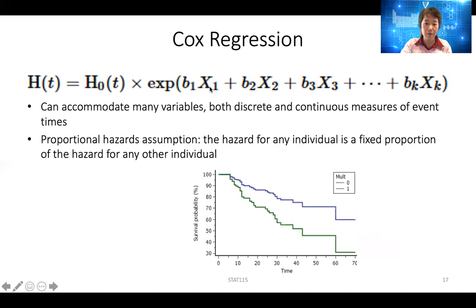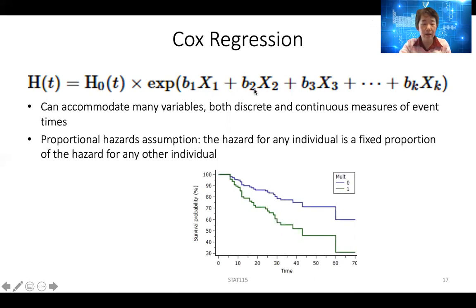And those variables can also be discrete, which means it's potentially categorical, or it could be continuous, like, say, gene expression value. And so when you have so many different things, you could use a Cox regression to ask, if we look at all of these together, can you see a difference between the different groups?